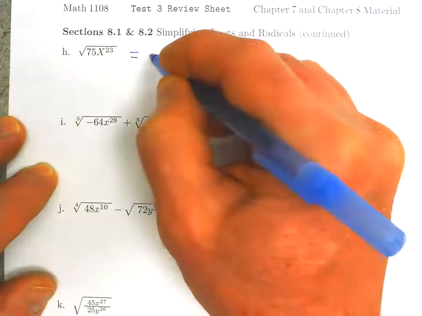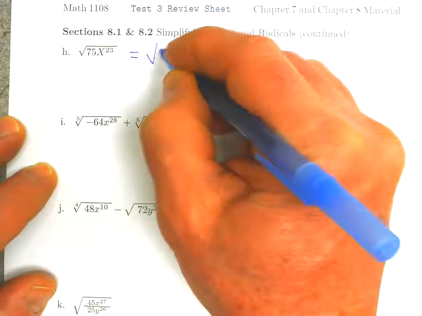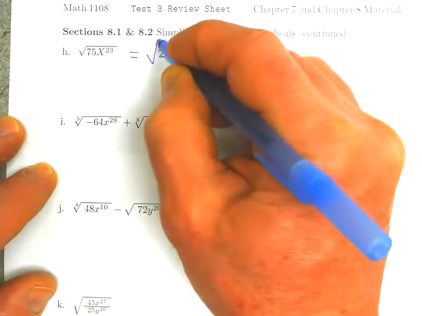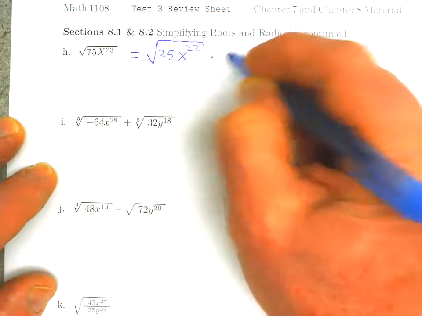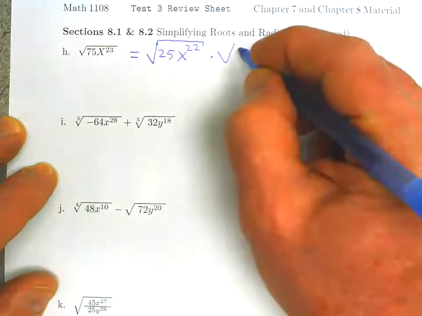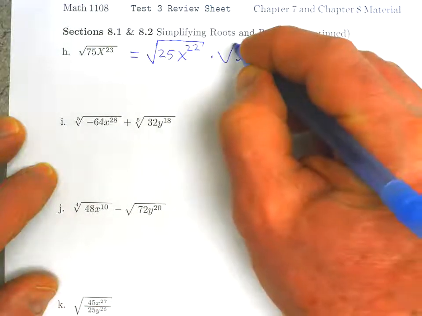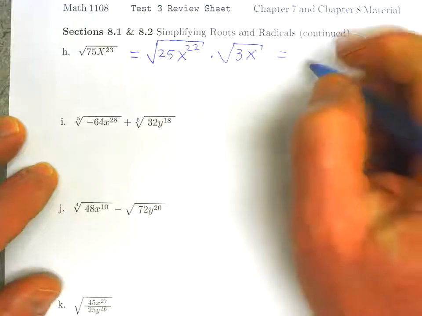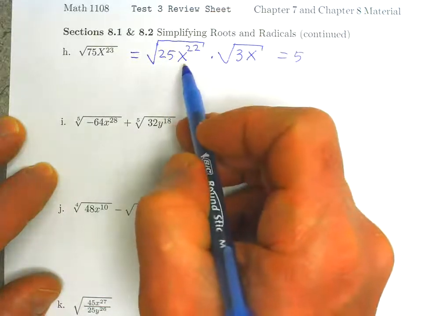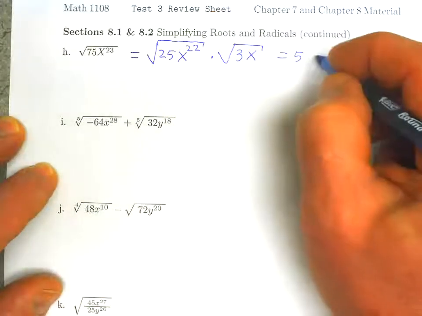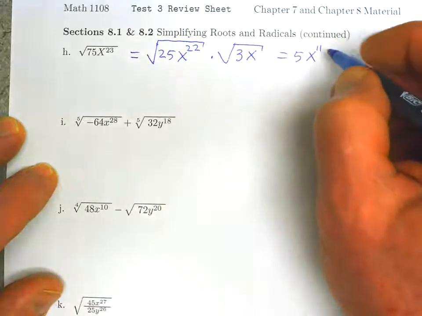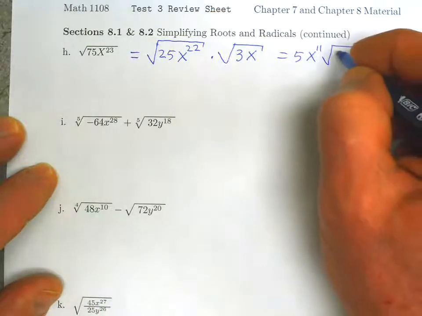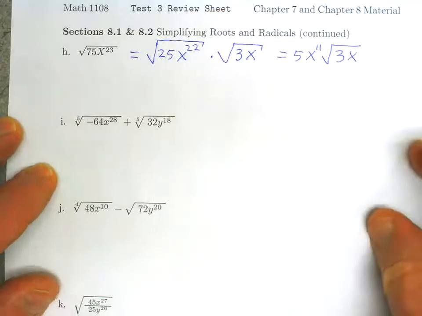So we can rewrite this as the square root of 25x to the 22nd multiplied by the square root of the remaining factors, 3 times x, square root of 3x. And then simplify the square root of 25 to 5, simplify the square root of x to the 22nd to x to the 11th, and then multiply 5 times x to the 11th by the square root of 3x.